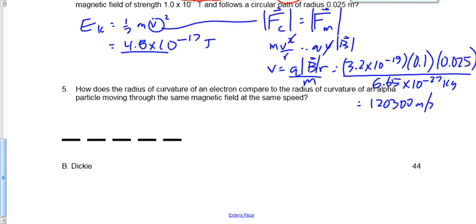Let's do a little analogy here to guide you as to where we're going to go with this. I want to compare two things. I want to compare here the radius of an electron's path to the radius of an alpha particle's path.